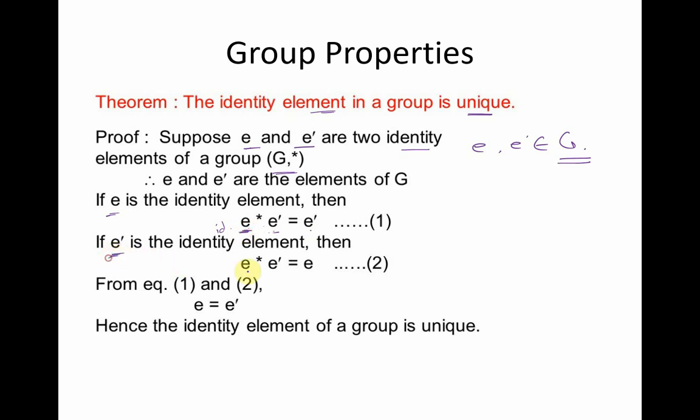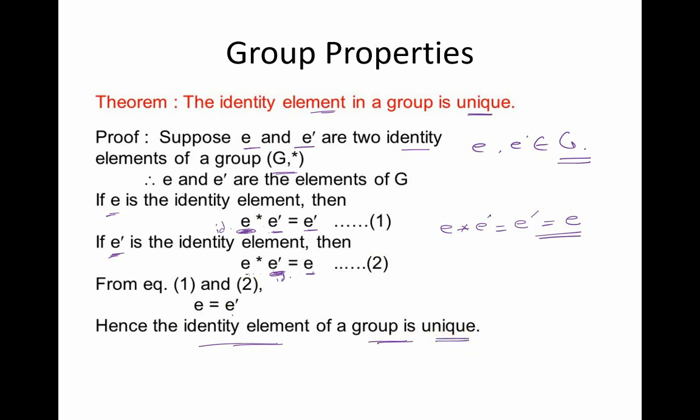Similarly, if E dash is an identity element, now in this case, I am considering this as the identity element and this as a simple element. So E star E dash is equal to E. So see, E star E dash, in this case I was considering E to be the identity element. Here I am considering E dash to be the identity element. But here it was equal to E dash and here it is equal to E. So you can write it over here: E star E dash is equal to E dash, and again E star E dash, this part is the same, so from there I can say E is equal to E dash. So we can say the identity element of a group is unique.